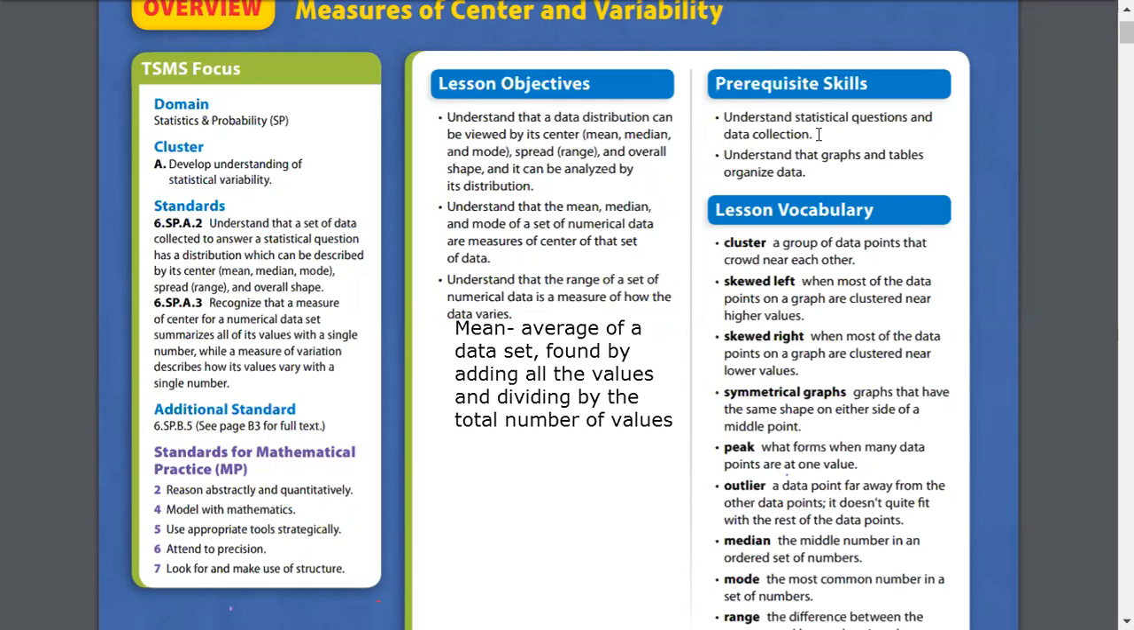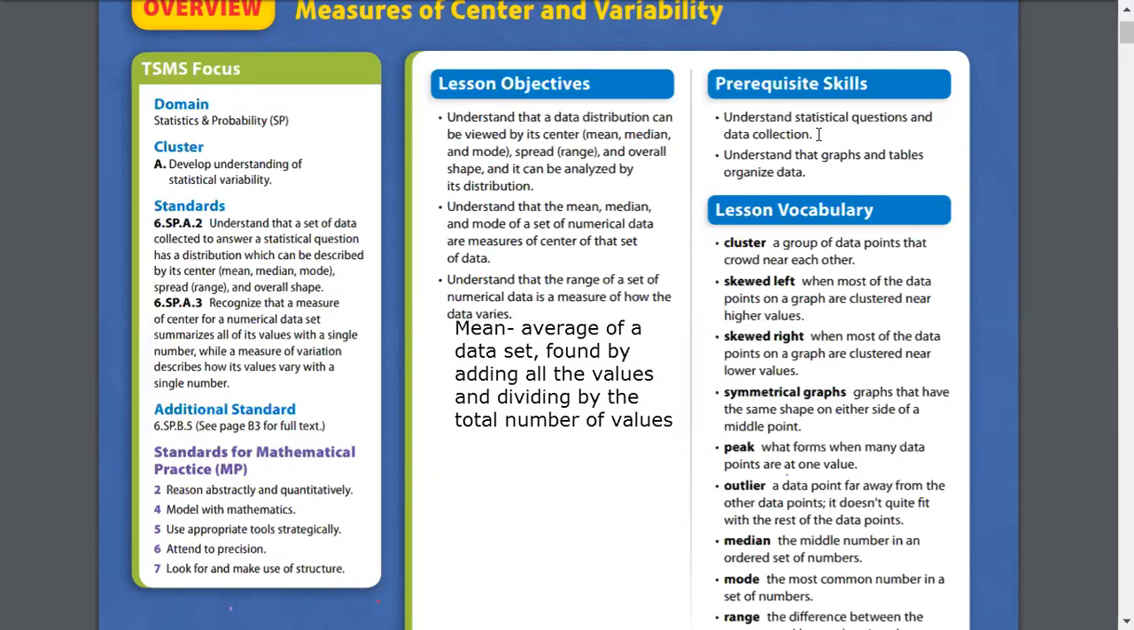So, our objective. Did you go over the objective, Ms. Petty? No. To understand that the mean, median, and mode of a set of numbers of data are measures of center of that set of data. Understand the range of a set of numerical data is measured by how the data varies. Understand that the data distribution can be viewed by its center, the mean, median, and mode, because we talked about the shape already. So now we're also going to talk about the center and the spread. So do remember the things that we talked about for the shape.